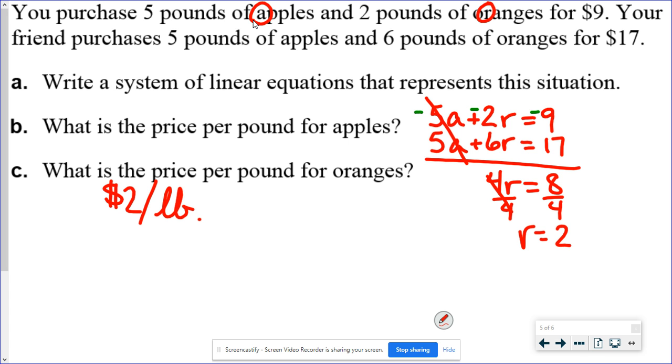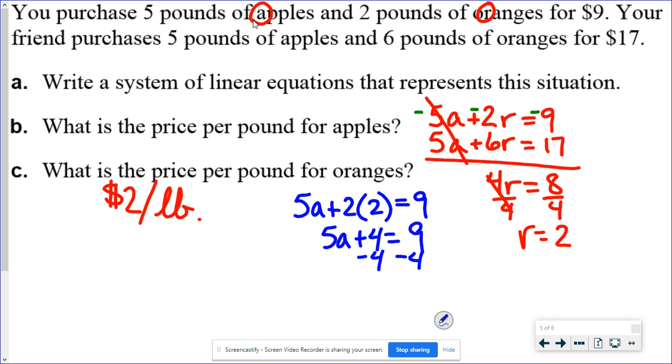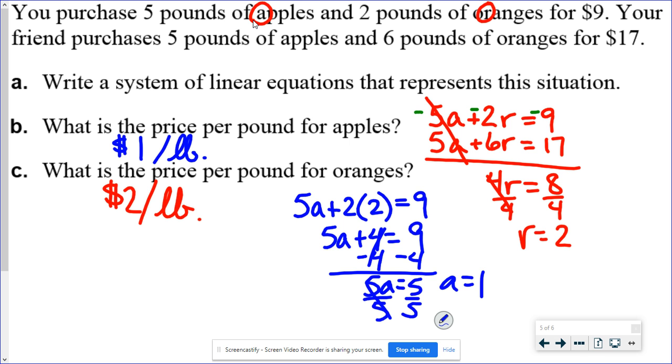The price for apples, I'm going to have to go back into one of those equations to figure it out. Let's use that first equation, before it got changed, I should say. 5A plus 2 times, well, the oranges were $2, we said, equals 9. So let's get rid of our 4. 5A equals 5. I really wish this was real, because if apples were only $1 per pound and oranges were only $2 per pound, that would be really nice.